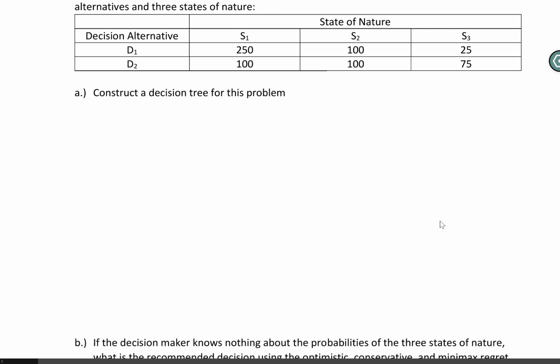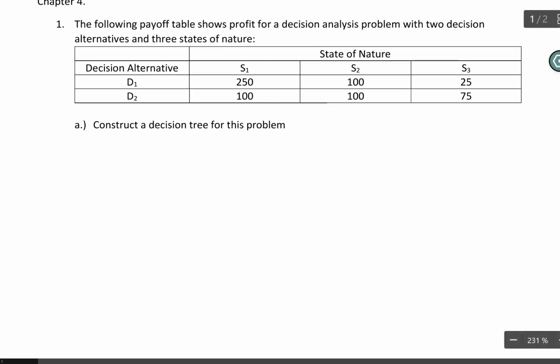In this video, we are going to go through problems 1 and 2 in chapter 4 of our book. So problem number 1 says the following: the payoff table shows a profit for a decision analysis problem with 2 decision alternatives and 3 states of nature. Our first task is to construct a decision tree for this problem.